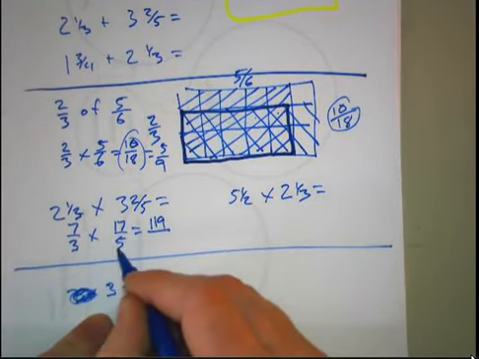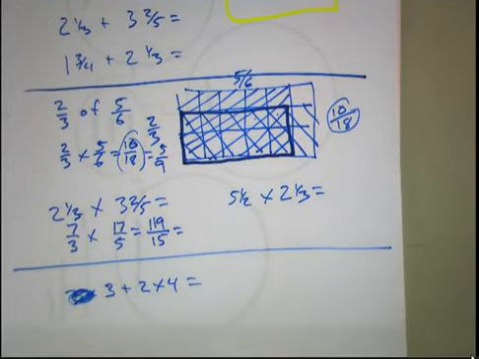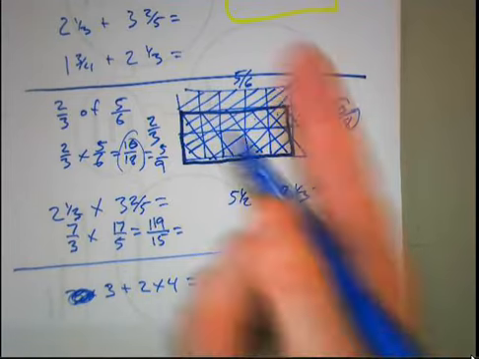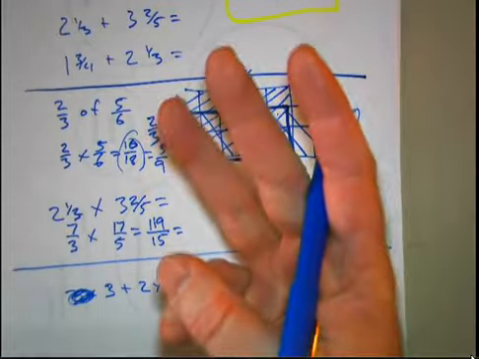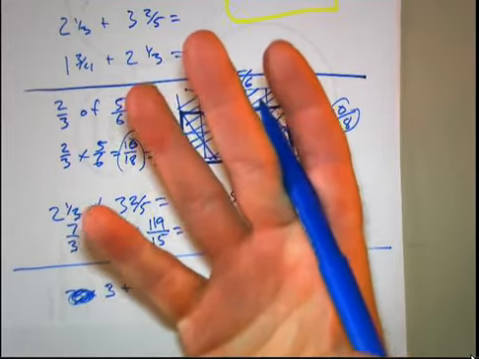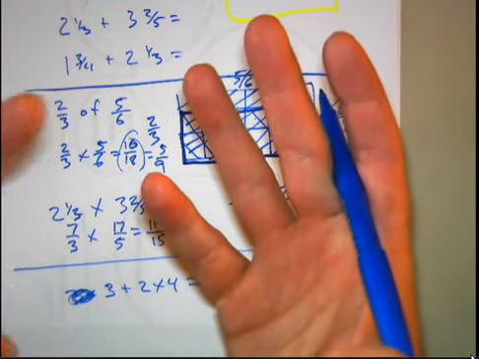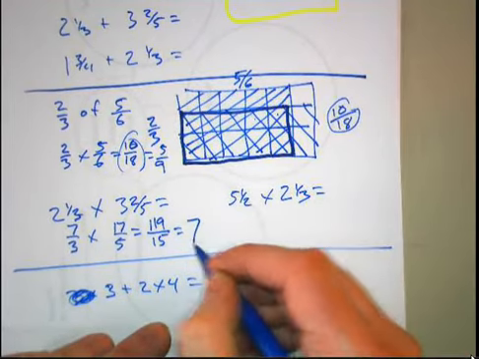Over 3 times 5, 15. Are there a bunch of holes that can be taken out of there? 15, 30, 45, 60, 75, 90, 105. How many is that? 7.